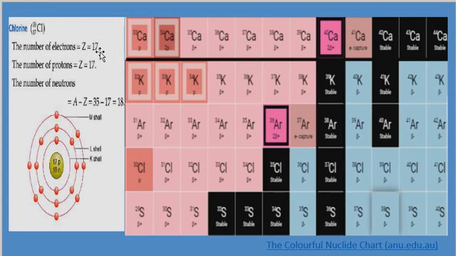Number of electrons equals Z, which is 17. Number of protons Z equals 17. The number of neutrons is mass number minus proton number. The mass number is 35, and 35 minus 17 is 18. So there will be 18 neutrons. The 18 neutrons will sit inside the nucleus, and the 17 protons will also sit inside the nucleus. Now the 17 electrons have to sit outside. How will these electrons sit outside?